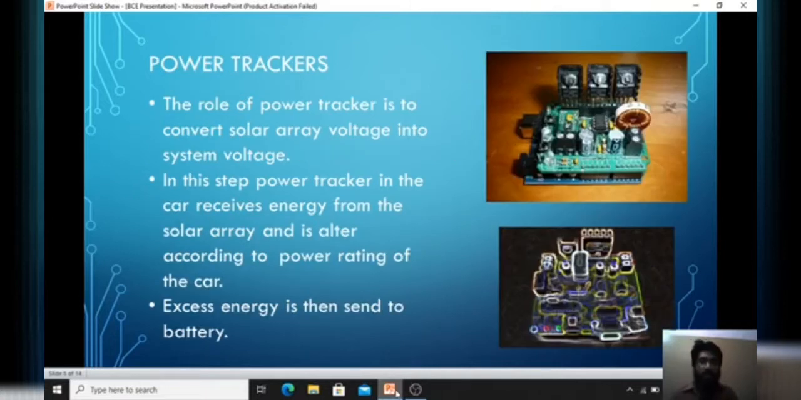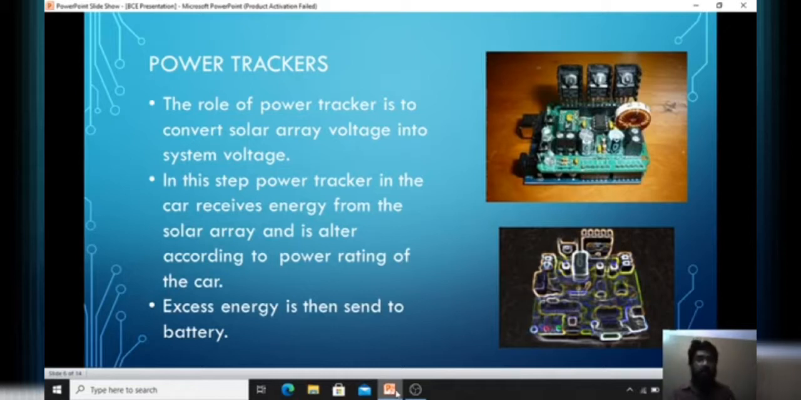Now the very next important device is the power tracker. It looks like a very complex sort of electrical circuit. The role of the power tracker is to convert solar array voltage into system voltage. Solar array voltage means the voltage which we achieve via solar panels. The system, for us here, is the engine of the car, how the car moves, how the car runs, all the stuff behind our system. So in this step, the power tracker in the car receives energy from the solar array and is altered according to the power ratings of the car.